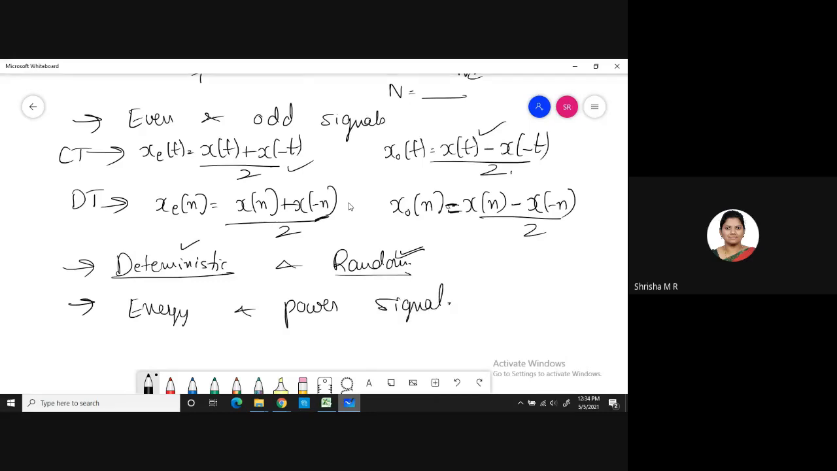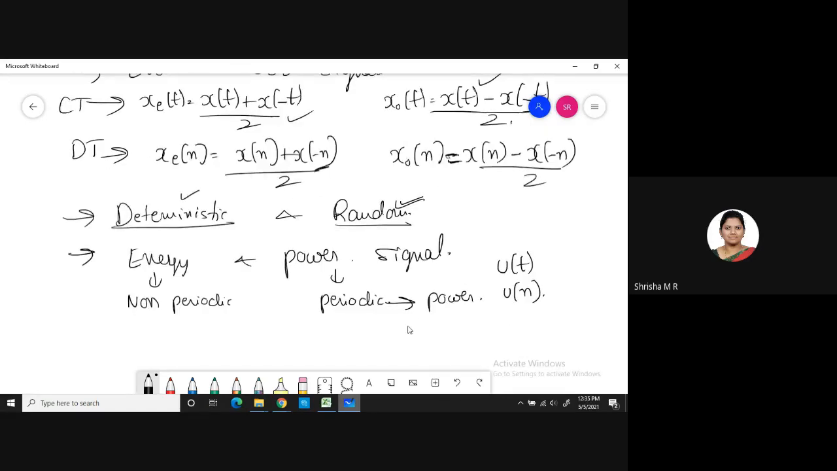So what we have seen in energy and power: all the non-periodic signals are energy signals, and all periodic signals are power signals. All periodic signals are power signals, but we cannot tell that all the power signals are periodic signals. There are some non-periodic signals also; the exception was unit step, u of t or u of n. So we have seen these things, and we have seen the energy equation and power equation for the signal. This is the classification of signals which we have seen.